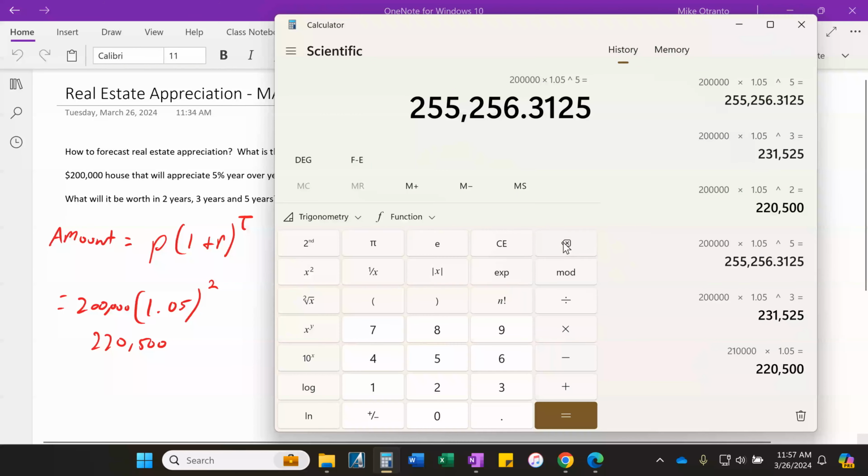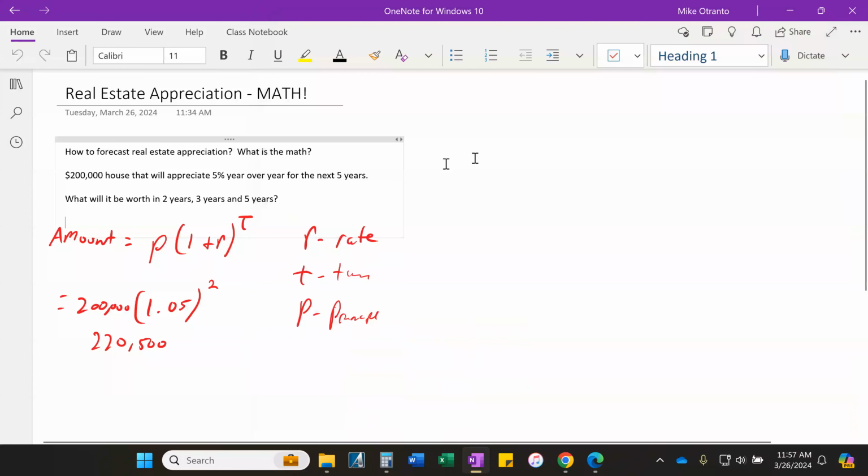So for those of you that want to figure out what your investment property is going to be worth, assuming 5% per year, you can always come up with whether it's 7%, 8%. Real estate, 5% is actually very conservative. So this is just an easy way to calculate and solve this kind of a problem.